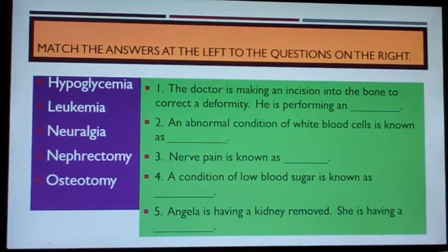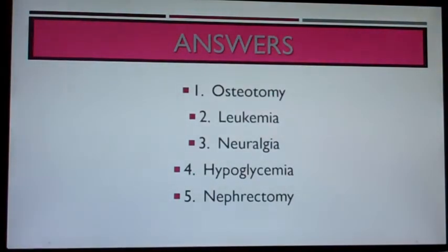Number 4, a condition of low blood sugar is known as blank. Number 5, Angela is having a kidney removed. She is having a blank. Answers. Number 1, osteotomy. Number 2, leukemia. Number 3, neuralgia. Number 4, hypoglycemia. Number 5, nephrectomy.